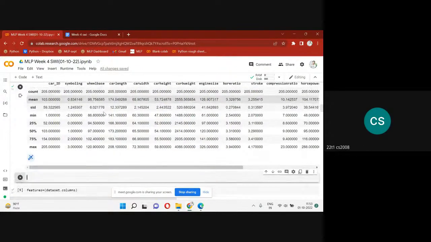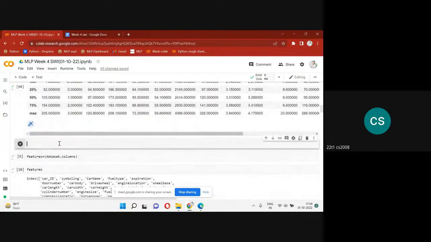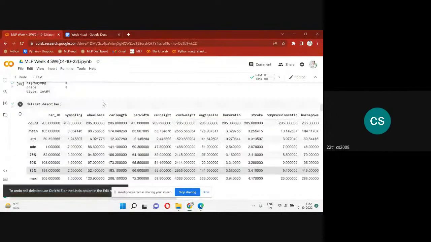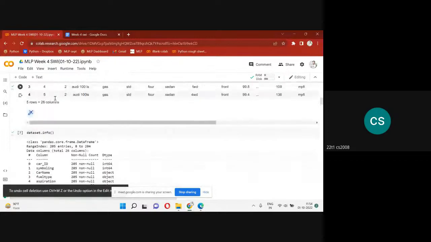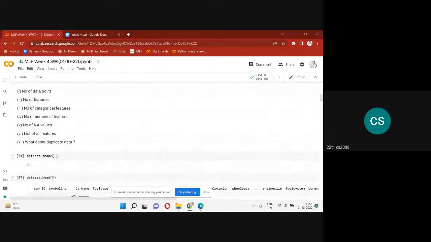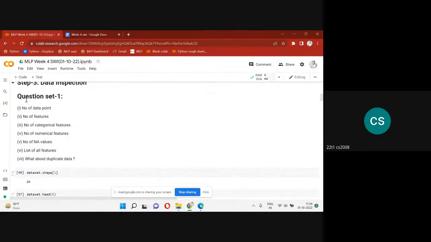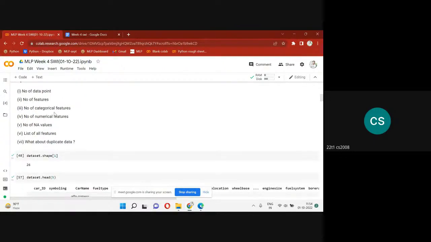After that, the third question was we had to check how many categorical features and how many numerical features are there. We have a list of all features. So how will you count how many numerical features and categorical features are there?